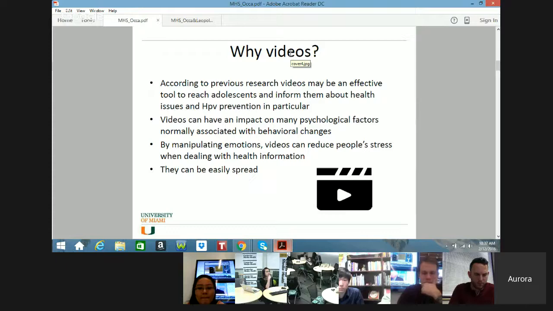And so this is why they are particularly effective. Also, videos can be very cost-effective to spread. Another very important factor is that adolescents tend to use social media a lot for connecting with friends, but also for searching for information. And videos can be easily spread on all social media platforms.